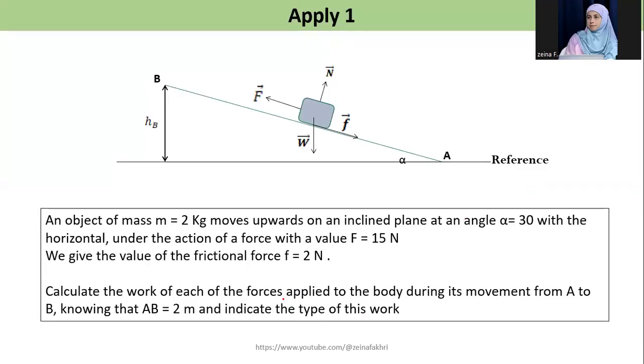We have an object that's moving on an inclined plane upward from point A to point B. The reference is down, which is the ground. The angle is 30 degrees and it's moving under a force of value F equal to 15 Newtons. We have a friction equal to 2 Newtons. The question is to calculate the work of each of the forces applied to the object, knowing that AB equals 2 meters, and to indicate the type of this work.